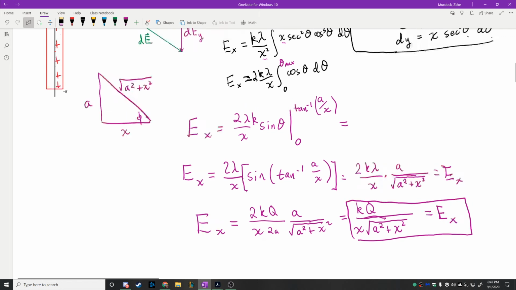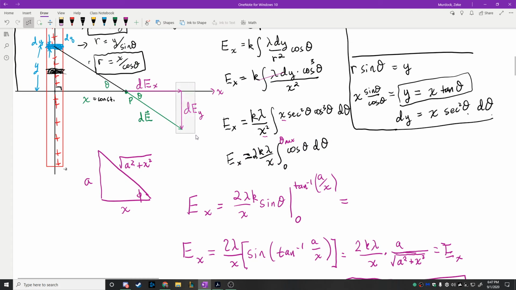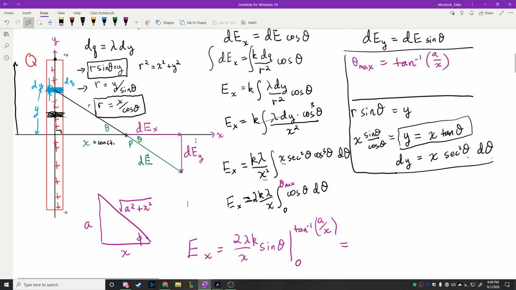While you guys are typing, I want to mention one other thing. I didn't say anything about the dE_y in this case, and the reason why is because this problem is completely symmetrical. If I were to calculate dE_y, what I would find is that the components above would cancel out with the components below, and they would all add to 0. All the y components for objects above the x-axis would point downwards. All of the components from below the x-axis would point upwards. And so the dE_y's would basically add to 0.